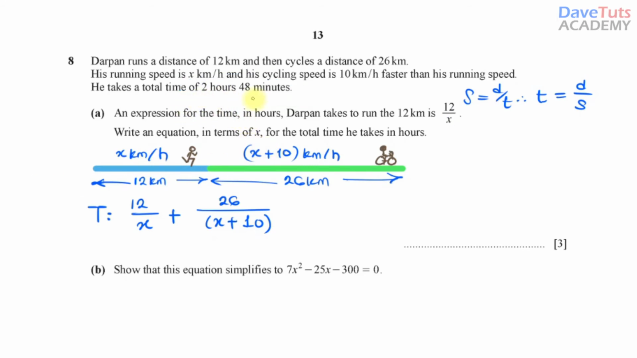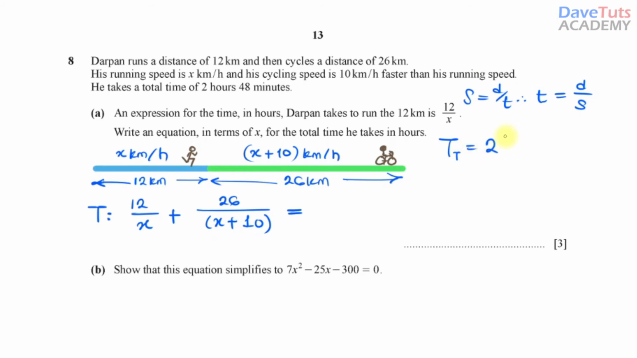That is the total time that it took. So we can say this is equal to 2 hours 48 minutes. But then look at this, we have 48 minutes. We should be able to convert that to hours. And this is what I want to say. I can say the total time is actually 2 hours 48 minutes.